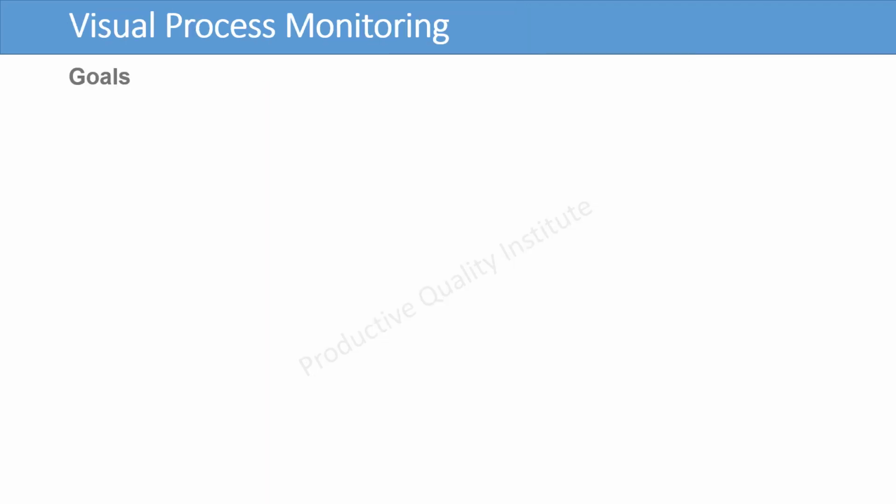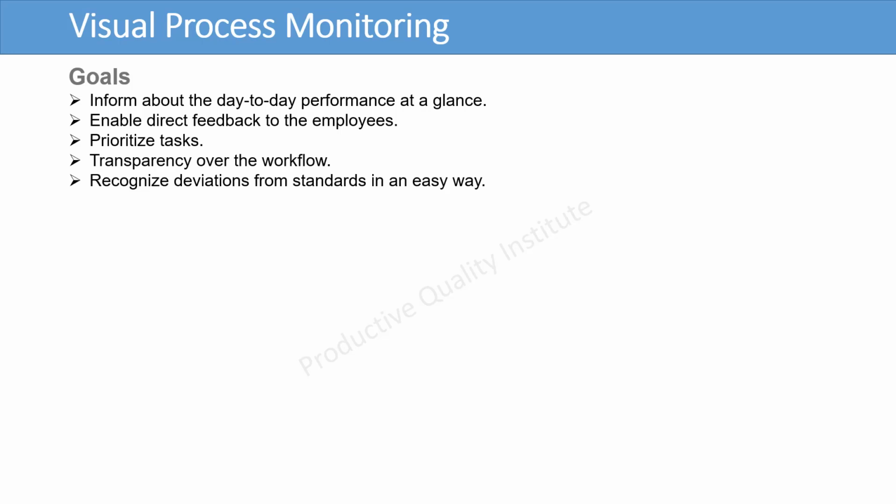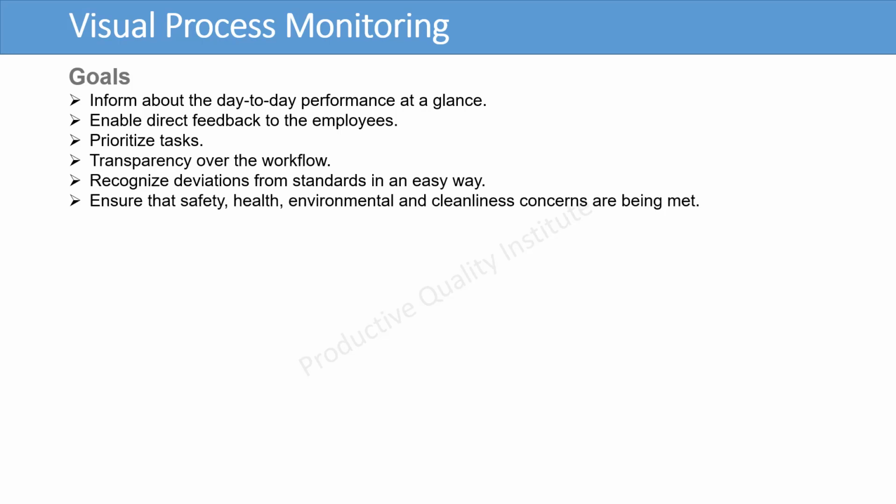Goals of visual process monitoring are: inform about the day-to-day performance at a glance, enable direct feedback to the employees, prioritize tasks, provide transparency over the workflow, recognize deviations from standards in an easy way, and ensure that safety, health, environmental, and cleanliness concerns are being met.